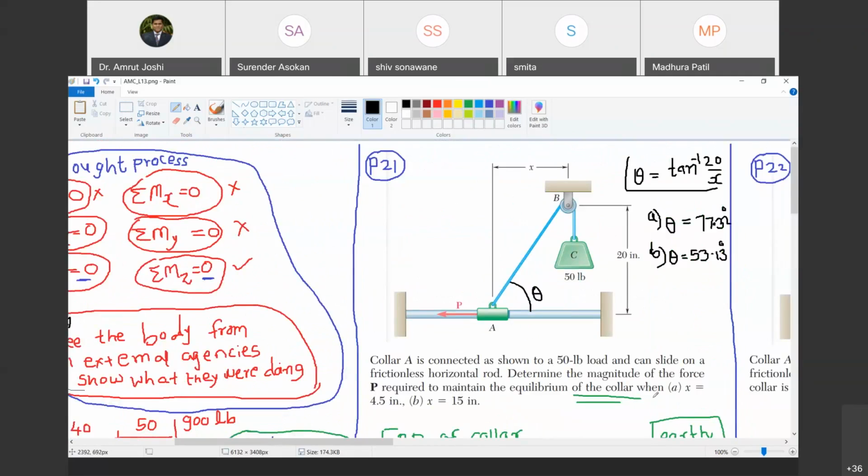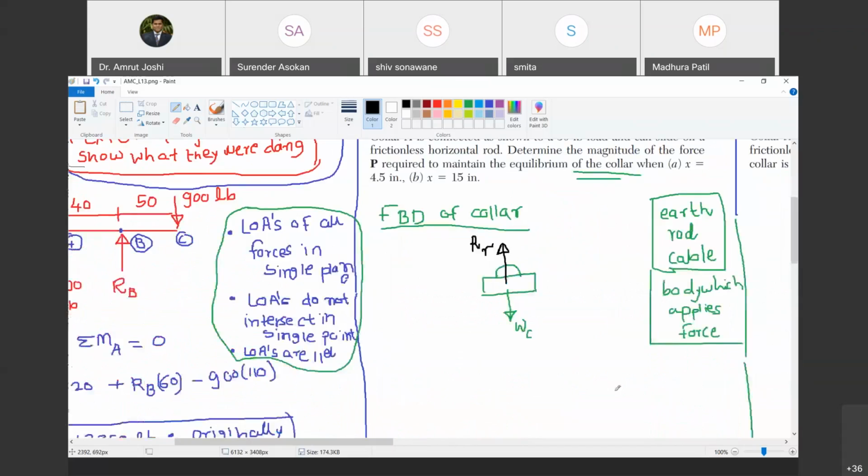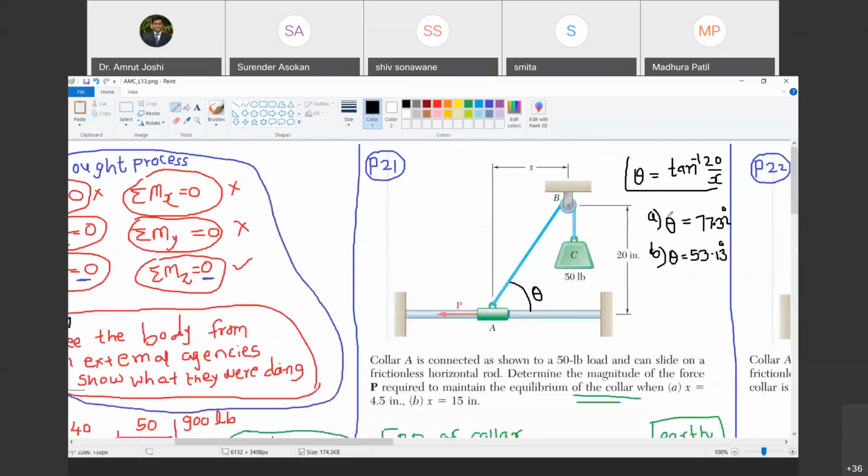And now we have to draw the free body diagram. I am going to draw the free body diagram in such a way that it is common for both part A and part B. So I am not going to mention the value of theta here. I am simply going to write it as theta. When it is part A, theta is equal to 77.32 degree. When it is part B, theta is equal to 53.13 degree. Are you with me? Yes, sir.